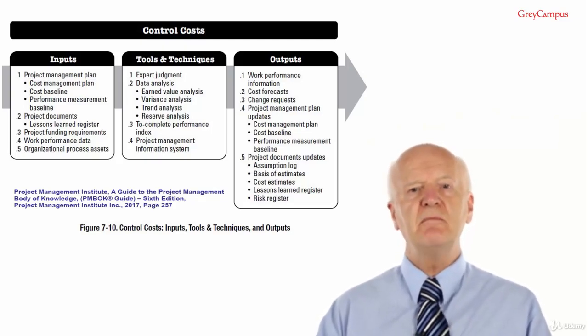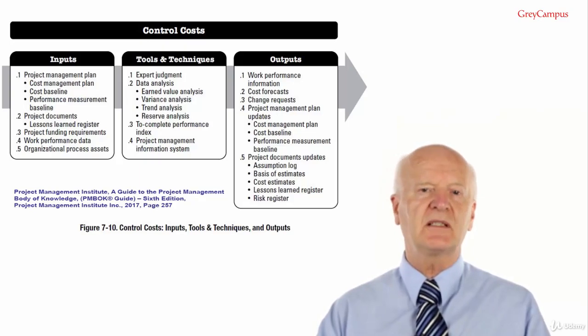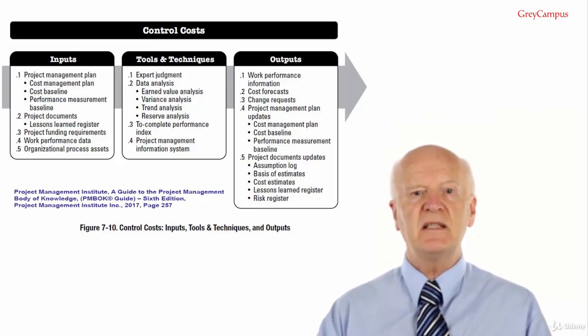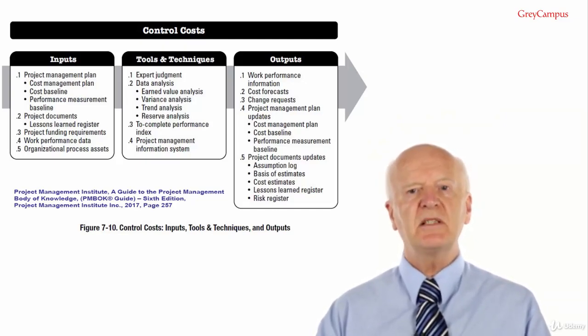Cost variance is a measure of the cost performance of the project. It is the amount of budget deficit or surplus at a given point in time, expressed as the difference between earned value and actual cost.